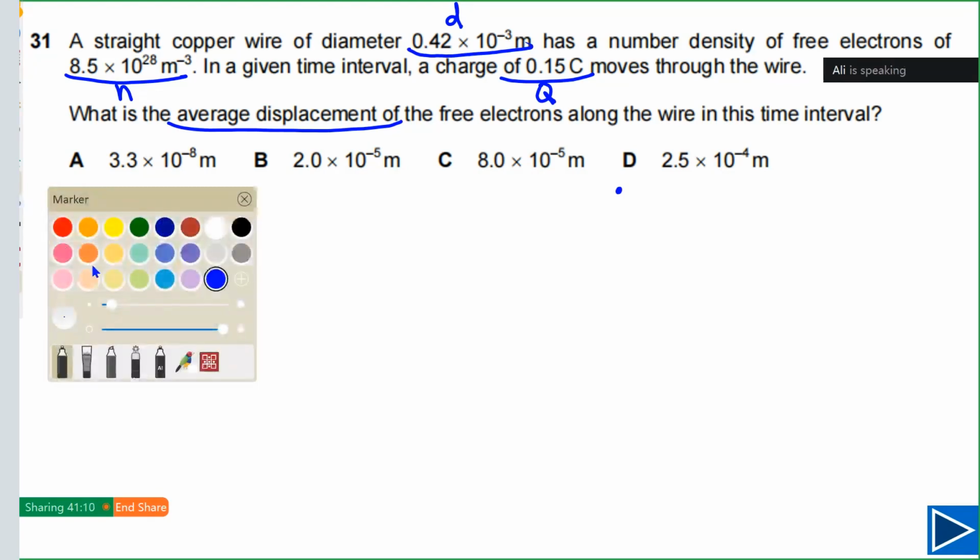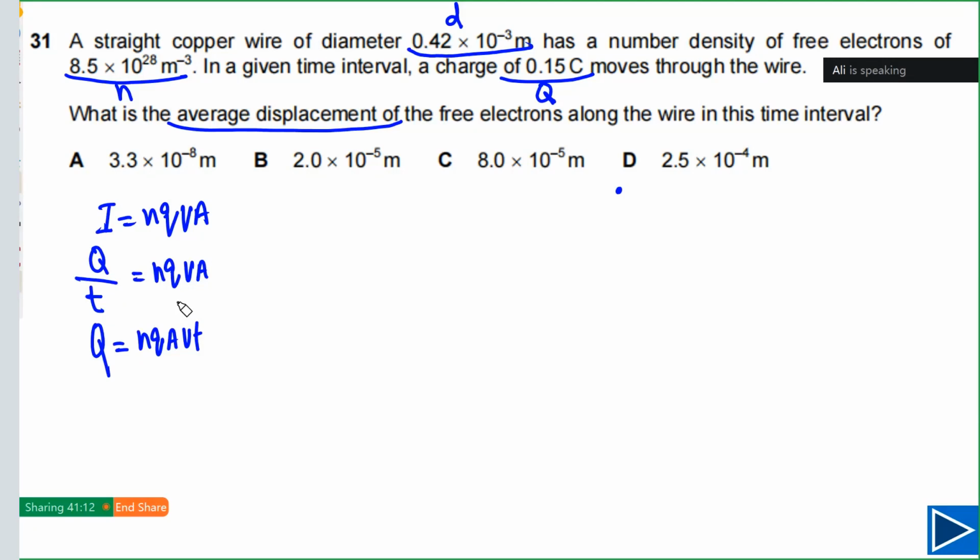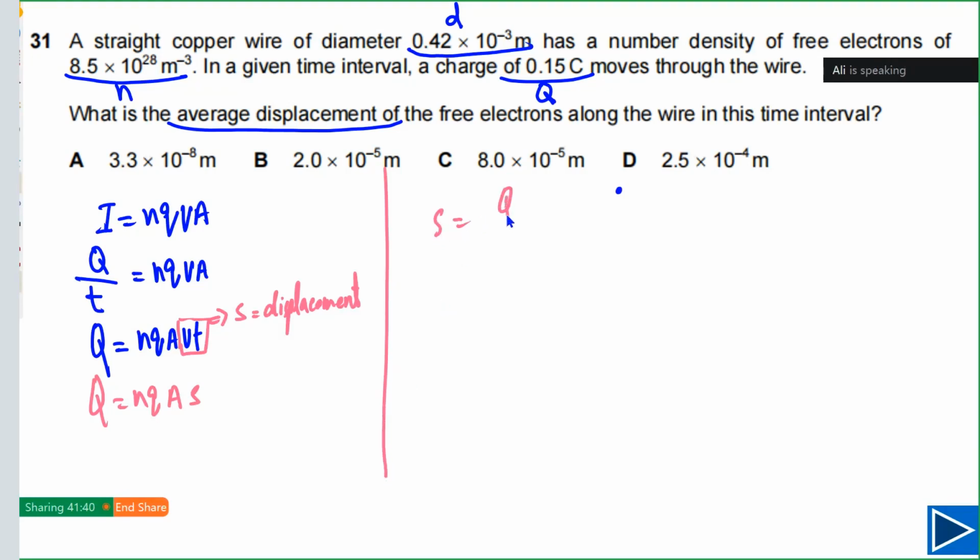Now you need to understand, if you multiply velocity with time, what do we get? Velocity times time is the displacement. So I can say this is S, this one is displacement. This is the point you need to understand. So this is how you can modify it, then you can calculate displacement using this equation. Now we can say Q is equal to nqA times S. We have to calculate S for this. So we can say S is Q over nqA.